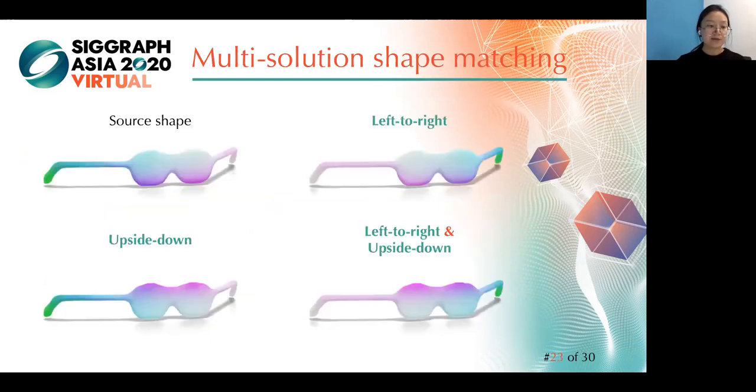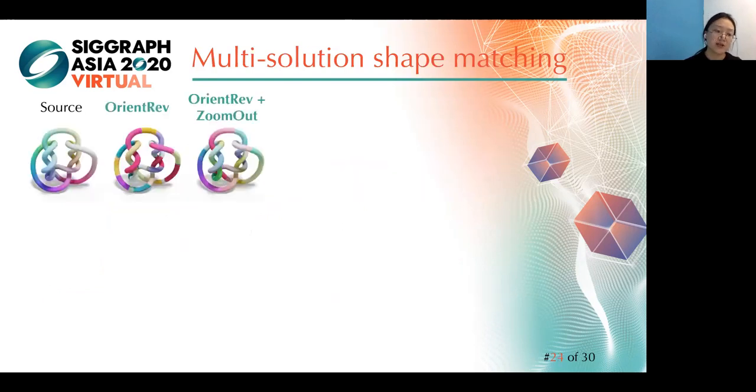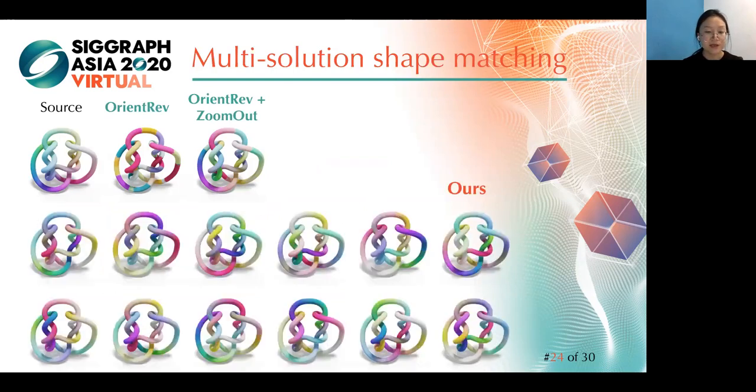Here we show 3 self-symmetric maps of a pair of glasses obtained using our method, which are a left to right map, an upside down map, and also a double flip map. Here we show a challenging case of a knot, where the state-of-the-art method for self-symmetry detection does not work well because the computed maps are broken. As a comparison, our method can obtain multiple high-quality self-symmetric maps as shown here.